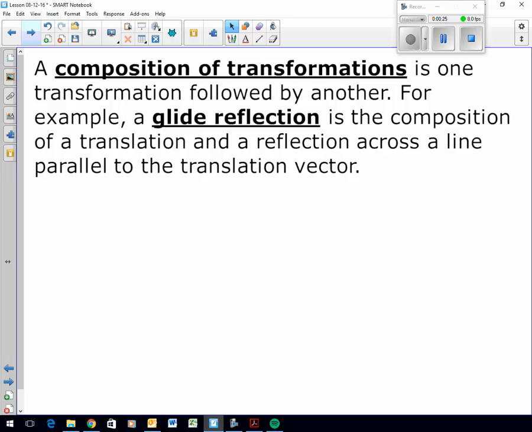What are we talking about when we say composition of transformation? It's one transformation followed by another. We saw that yesterday, right? Rotation and then a reflection. A translation and then a rotation, right? A glide reflection is an example of a composition of a transformation, and it is the composition of a translation and a reflection across a line parallel to the translation vector. Write those definitions down.